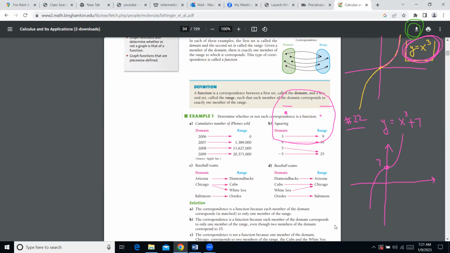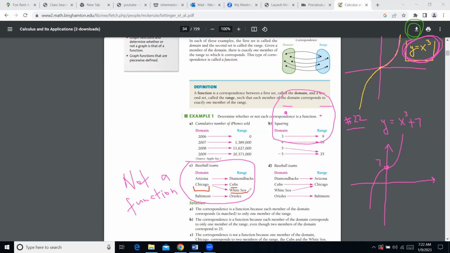So they have various relations here, and one of the relations on the bottom is not a function. So this relation is not a function, and the other relations are functions. What is wrong with this particular relation? Why is this relation not a function? And the answer is Chicago is related to more than one element. And that's what makes this not a function.